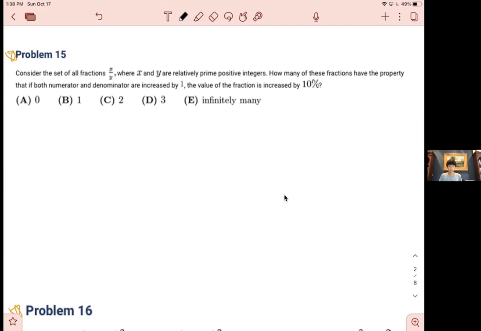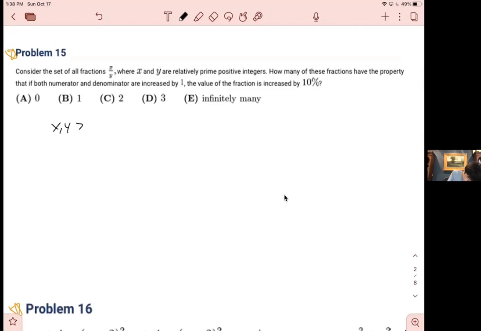Problem 15. Consider the set of all fractions x over y, where x and y are relatively prime positive integers. So x and y are greater than 0, and they're relatively prime. How many of these fractions have the property that if both the numerator and denominator are increased by 1, the value of the fraction is increased by 10%?